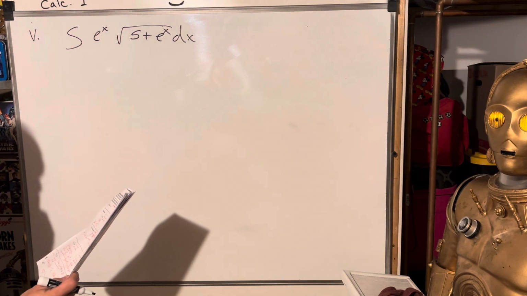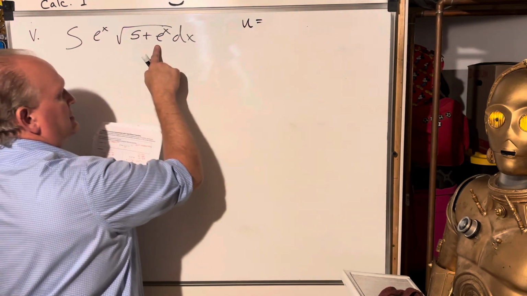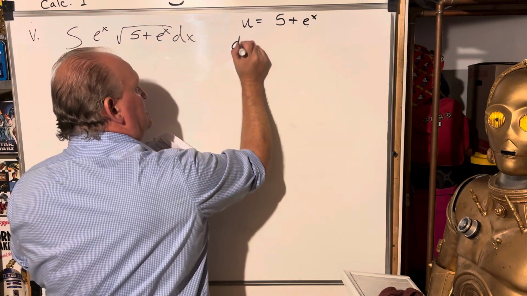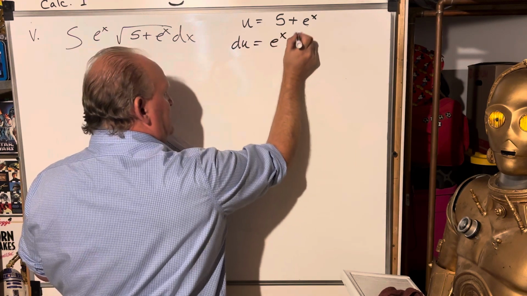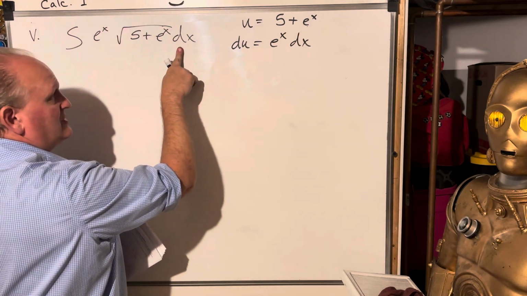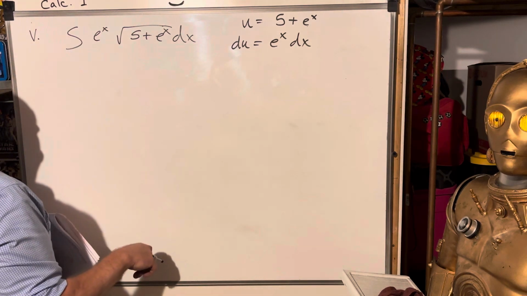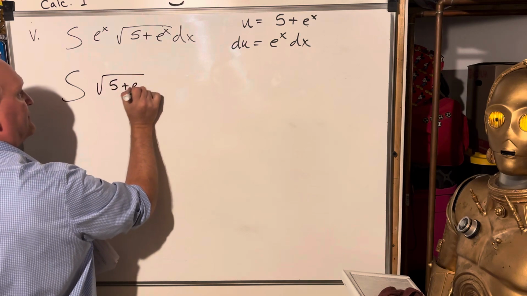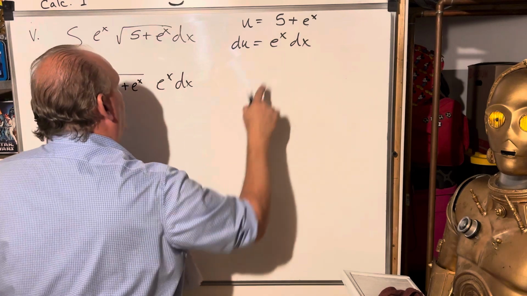So let's say u is equal to 5 plus e to the x. And then du would be equal to just e to the x dx. And now look, we got an e to the x dx. So that was the right move. We don't even have to divide anything out or anything. So here, we'll rewrite it. But that was the derivative of that, exactly.